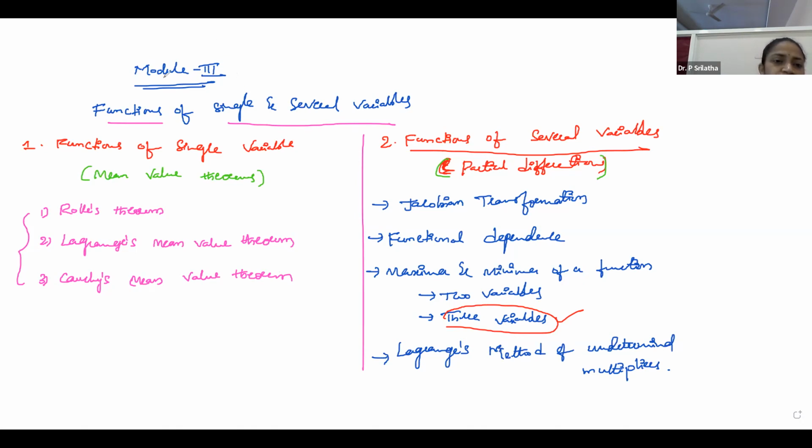So our third module is functions of single and several variables. In that we have two chapters. The first one is functions of single variable, and the second one is functions of several variables. In functions of single variable, we have mean value theorems. The first is Rolle's mean value theorem, the second is Lagrange's mean value theorem, and the third is Cauchy's mean value theorem. Okay.